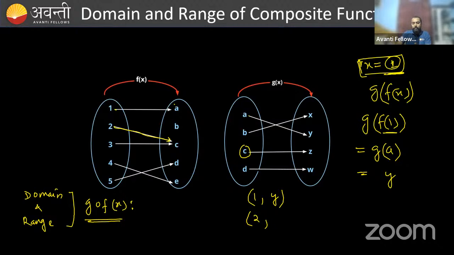So C, after giving C as input to g of x, you are getting z. So z is your output. Similarly, here also, suppose we give 3 as input. When you are giving 3 as input, what is the output you are getting? In f of x, you are getting C. So in g of x, what you are getting? That is z. Again, we are getting z, right?